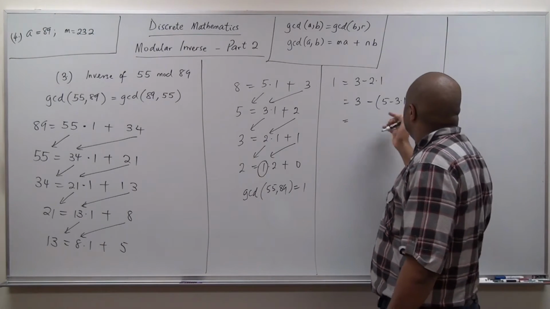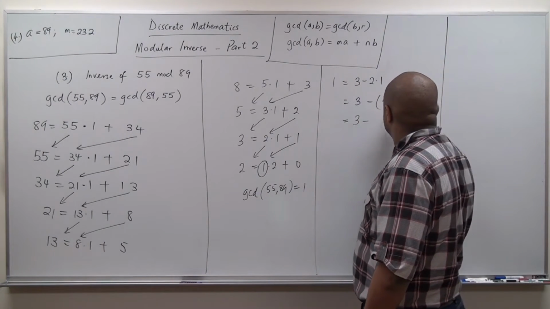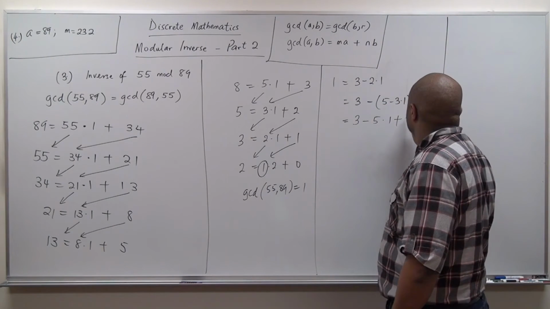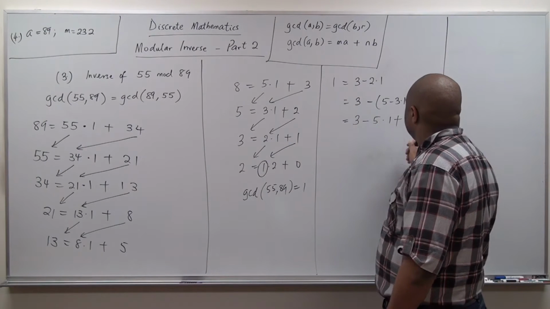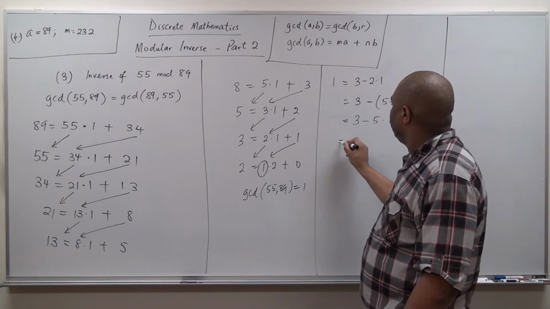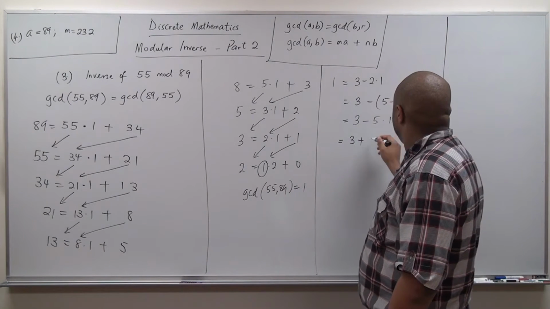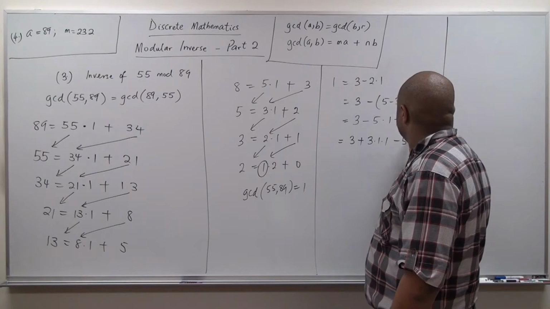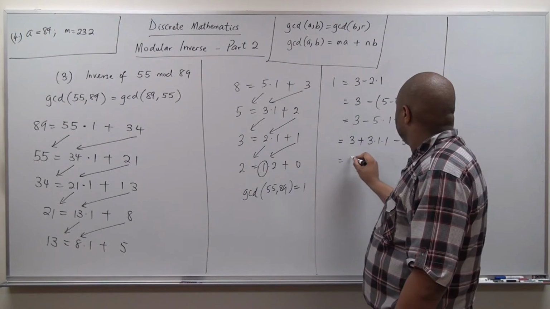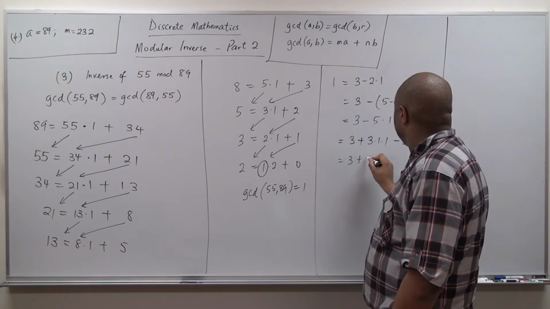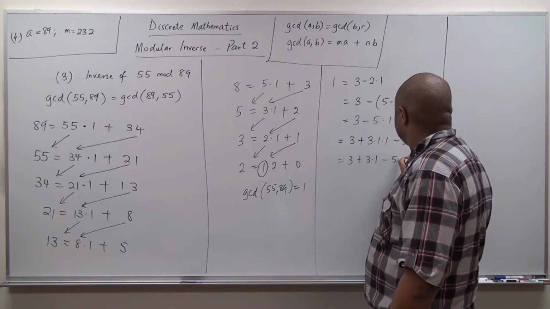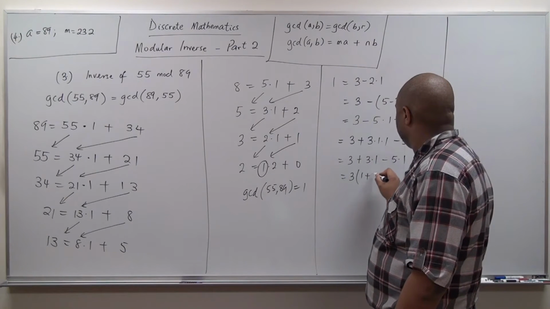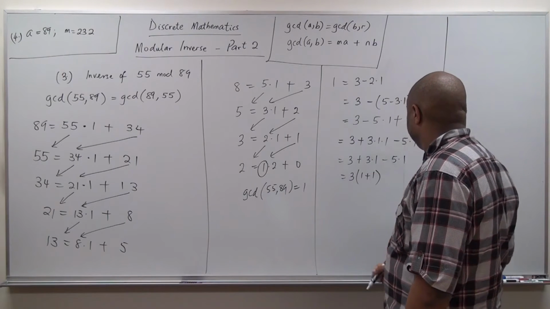Okay, so let's express this. This is now 3 minus 5 times 1, then minus times minus is plus, 3 times 1 times 1. So let's get all the 3's together. This is now 3 plus 3 times 1 minus 5 times 1, which is 3 into 1 plus 1, right?